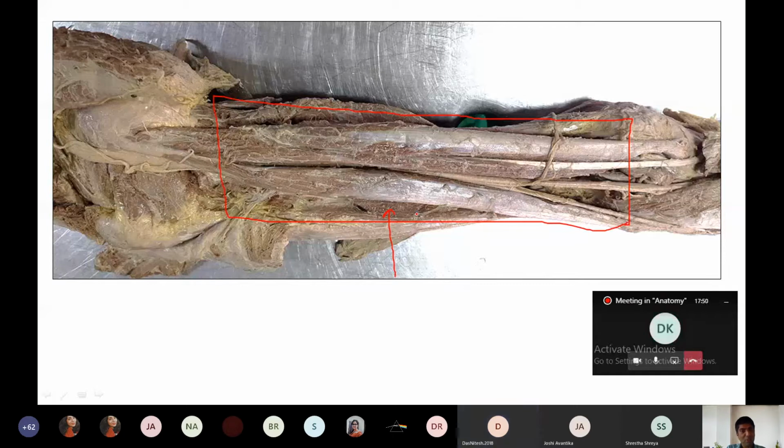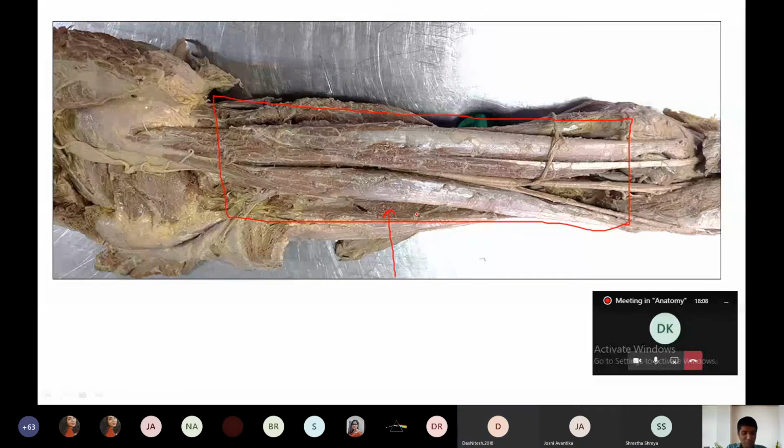This one is the biceps femoris. But which part of the biceps? You have already studied the two parts of the biceps, isn't it? Biceps means two heads are there. So which head is this? Can you identify? What are the two heads? First of all, you have to remember the two heads of the biceps. Long head and short head.